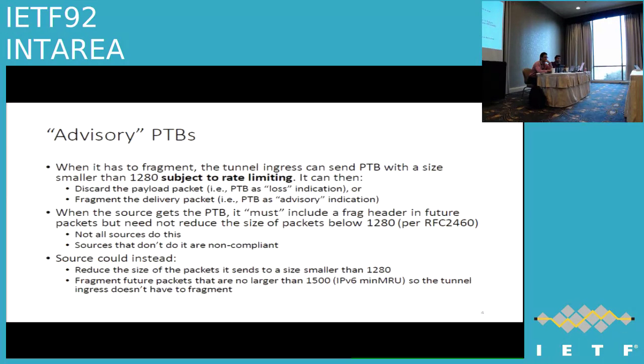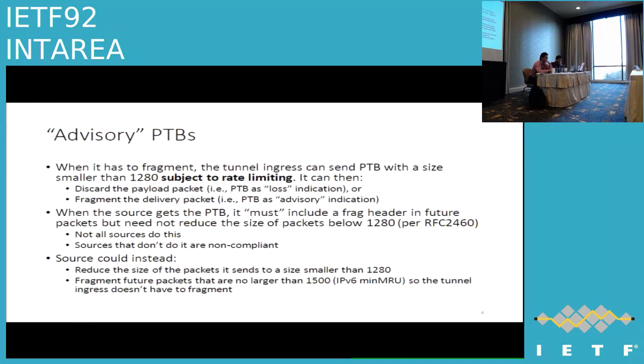Unfortunately, not all sources do this, and sources that don't are non-compliant. So the source could, instead, reduce the size of the packets it sends to a size smaller than 1280, or it could fragment future packets that are no larger than 1500, so the tunnel ingress doesn't have to fragment. So that's what an advisory packet too big could cause a source to do.